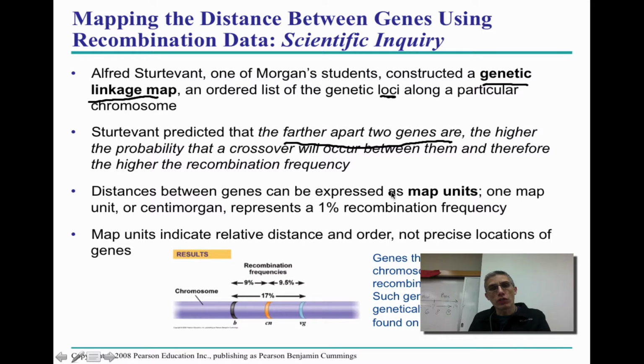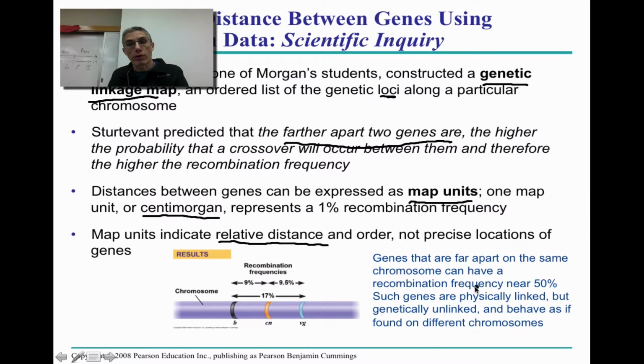The distance between two genes is expressed as a particular unit, and we call those map units. Sometimes these map units are also called centimorgans. These units represent a 1% recombination frequency. Now, these are relative distances, so they're not very precise, but they do give you an idea as to where these genes are located on the chromosomes.